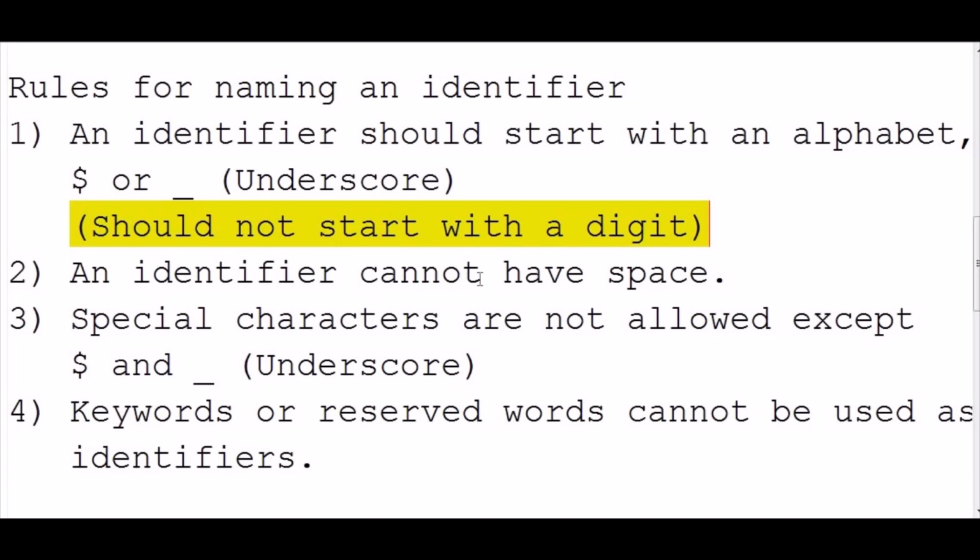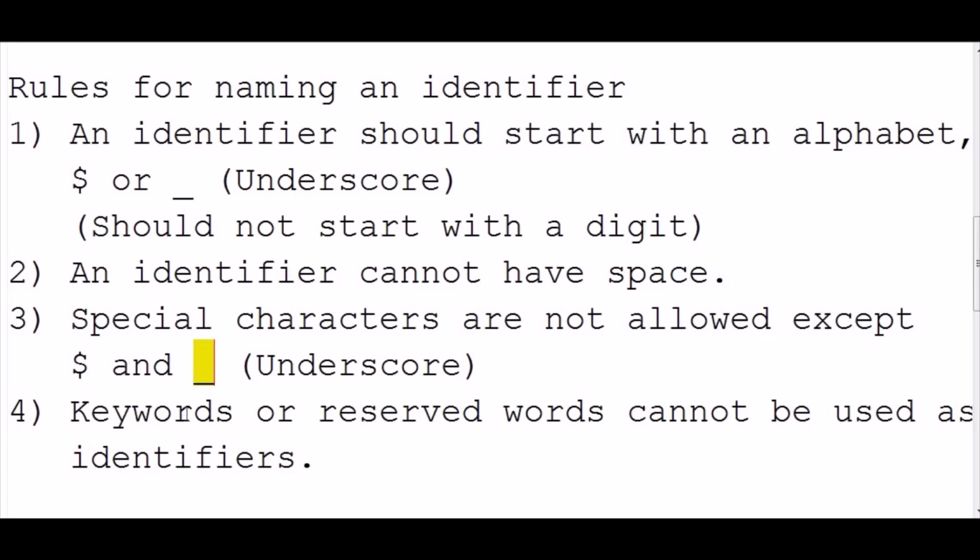An identifier cannot have space in between, because if you keep a space in between, it will be considered as two words. Java cannot understand that, right? So an identifier cannot have a space in between. If at all two words have to be joined, an underscore can be used, or just like that they can be joined without a space or without any other special character, because even special characters are not allowed except dollar sign and underscore. Dollar sign can be used in the identifier, underscore can be used, but apart from dollar sign and underscore, no other special characters can be used.